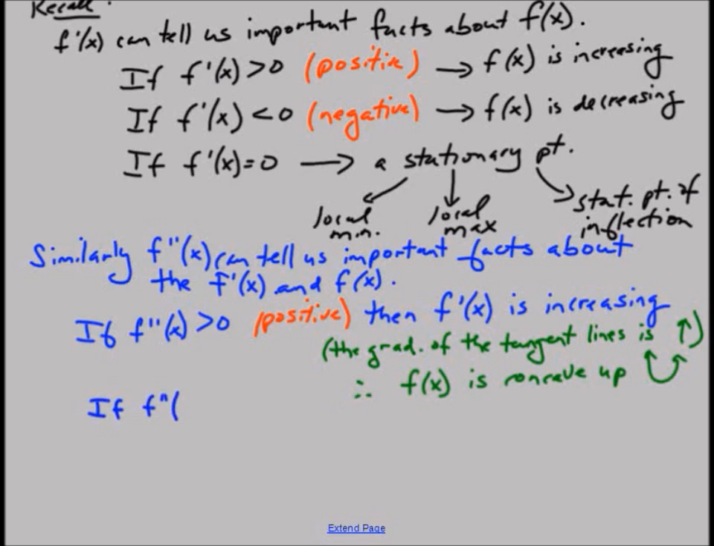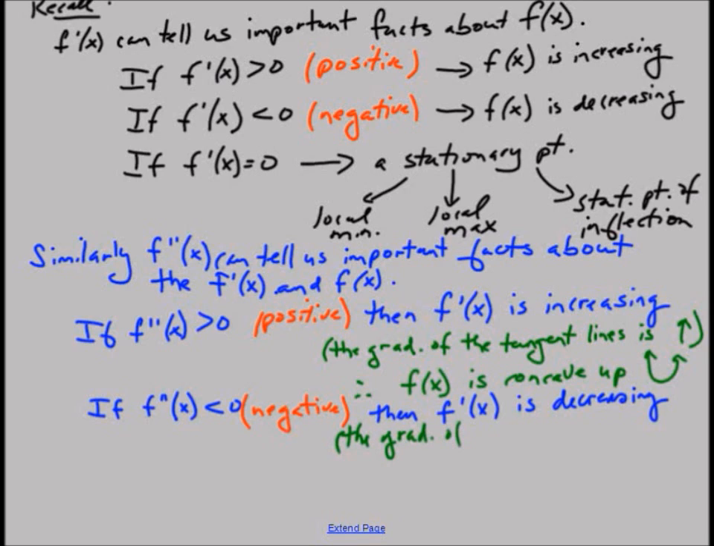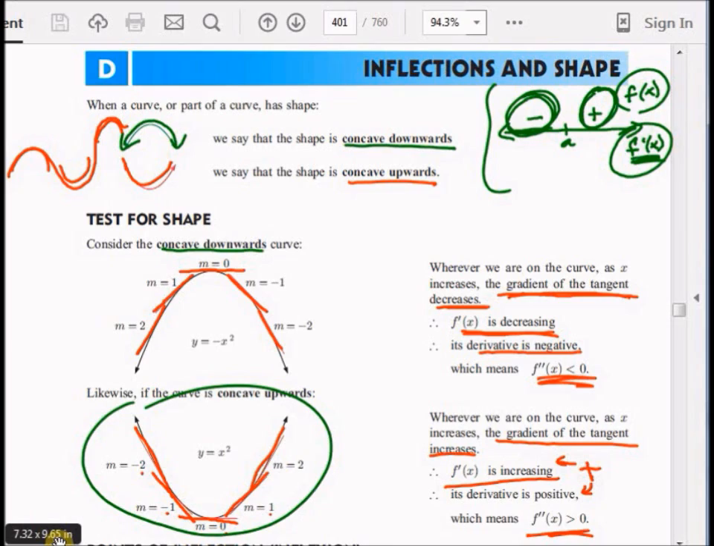If the second derivative is less than 0, so it's negative, then the first derivative is decreasing, which means that the gradient of the tangent lines are decreasing. Therefore, f of x is concave down. And we're talking about this situation here, where the gradients are decreasing as we move to the right.